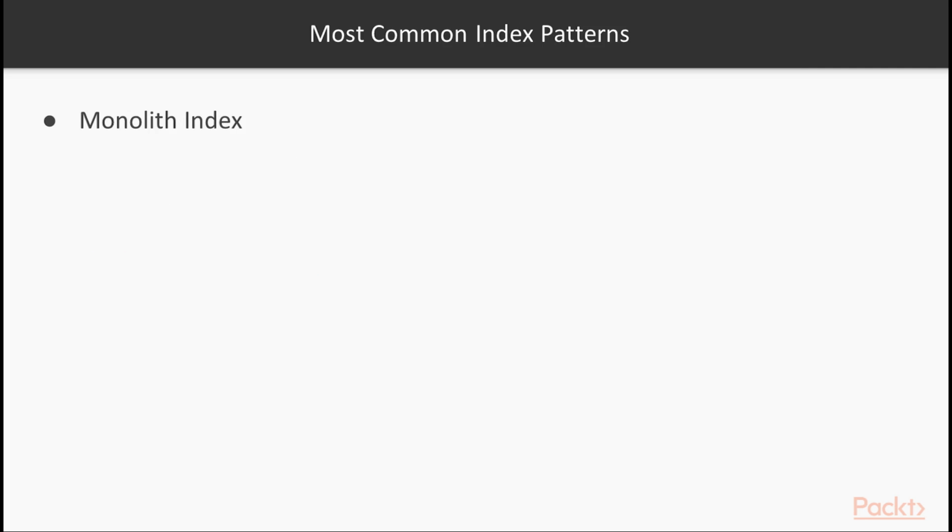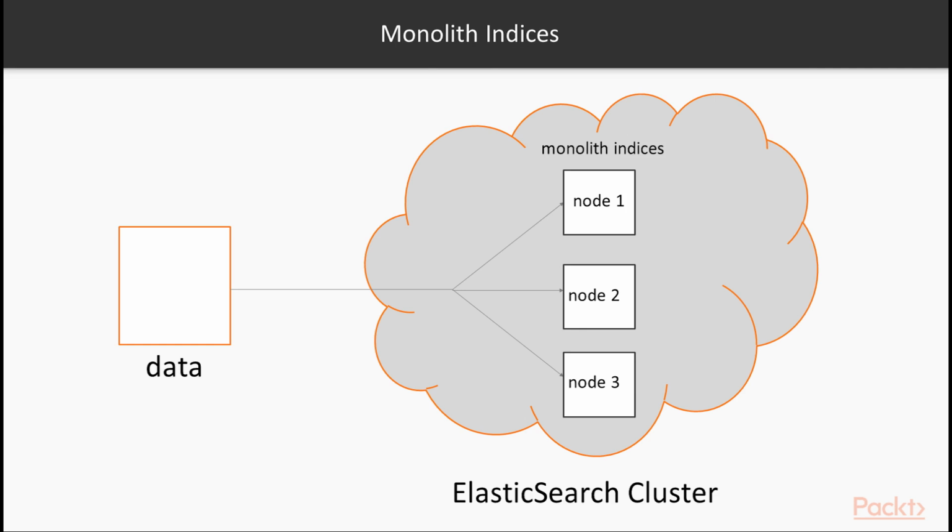The two most common index patterns you'll see in Elasticsearch are monolith and rolling. Monolith indices are one of the most common index patterns found in Elasticsearch. In fact, you've seen many examples. Basically, monolith indices are those created when external data is pushed into Elasticsearch for indexing and aggregation purposes. Once in, the data is spread across or scaled out over multiple nodes in a cluster. This is achieved through sharding.